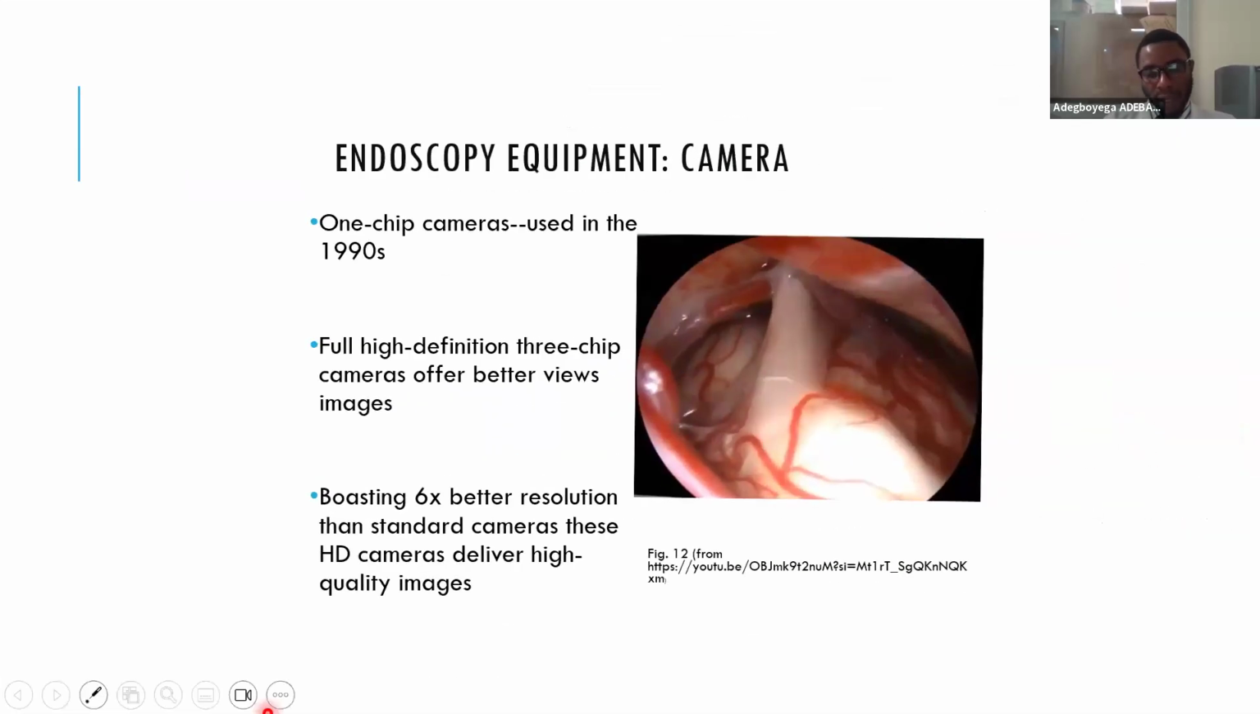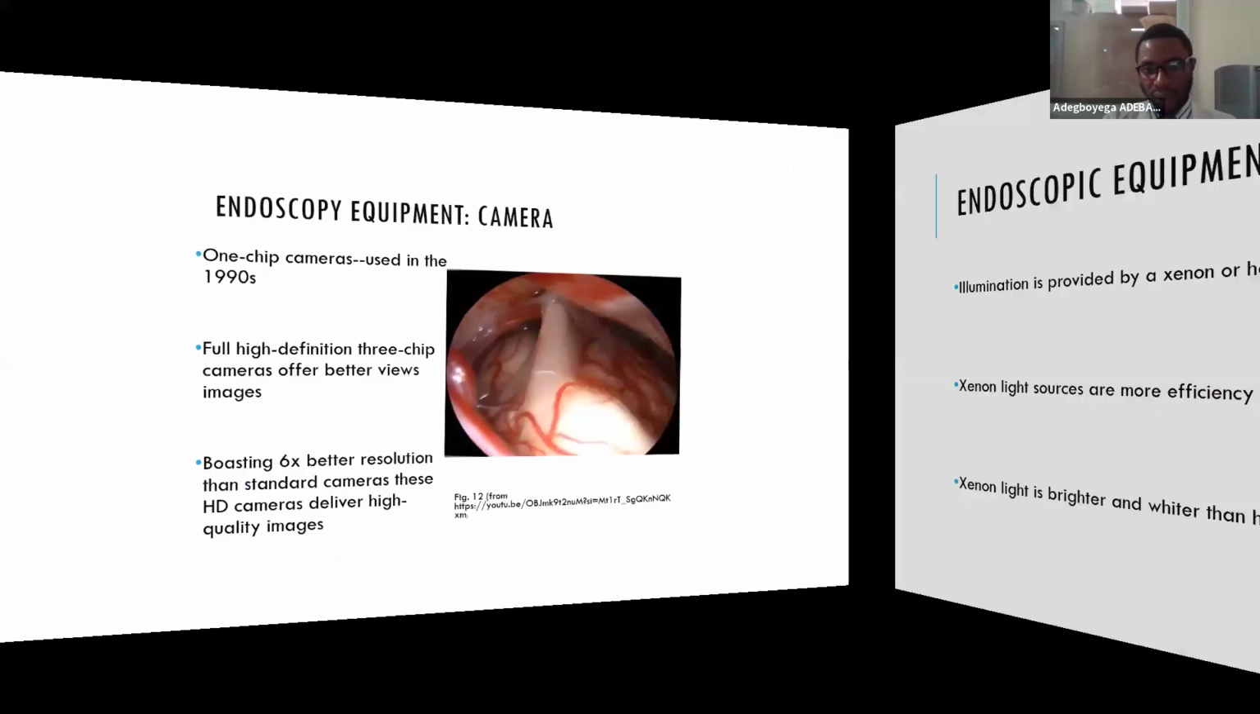The endoscope camera has evolved over the years. Initially, one-chip cameras were used in the 1990s, and these cameras produced poor quality images. However, nowadays, full high-definition 3-chip cameras are in use. These cameras boast 6 times better resolution than standard cameras and produce crystal clear images.